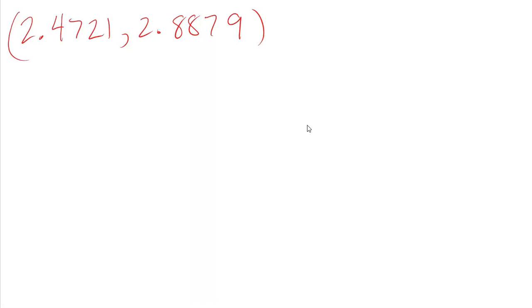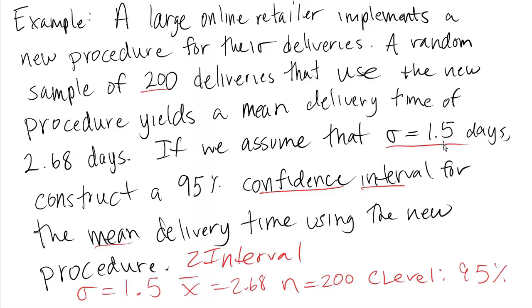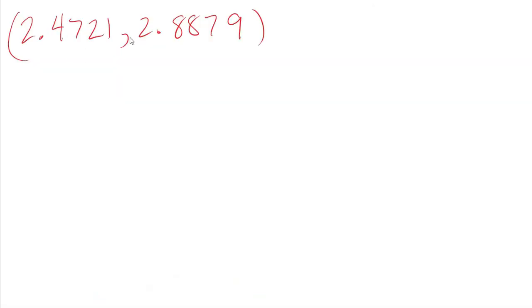Why is our interval so small? Well, we had a fairly small standard deviation to begin with, 1.5, and then our sample size was enormous. It was 200. The square root of 200 is around 14. It's a little bit bigger than 14. And so this sigma got divided by around 14, and we wound up with a very small standard error. So when we hop those 2 standard deviations away, we wound up with a very small margin of error. And that's why we have such a tight interval.